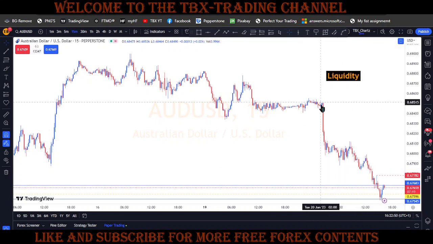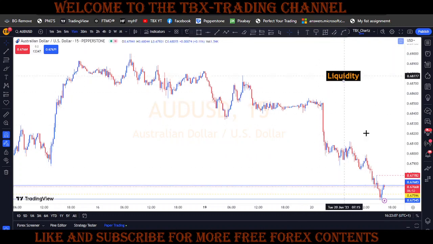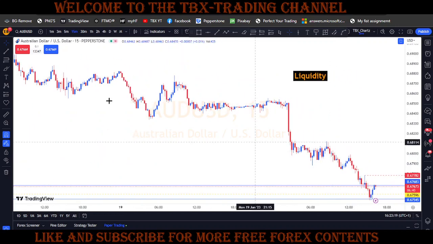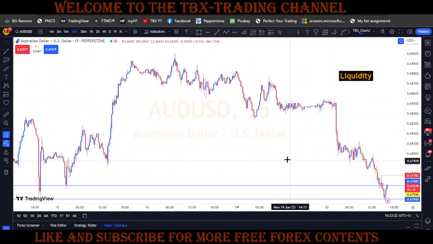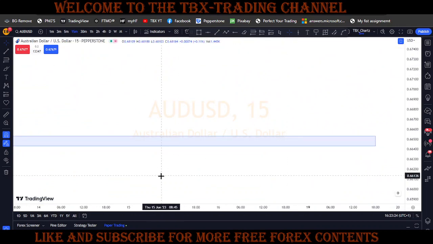You see this huge down candle right here. Something happened before this huge down candle could occur. Even if it's a piece of news that pushed this candle to the downside, there's still a certain amount of liquidity that entered the market that pushed price down to this level. So now, the next thing we're going to look at is how to identify liquidity.